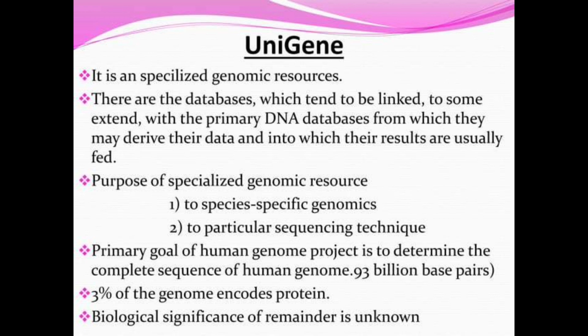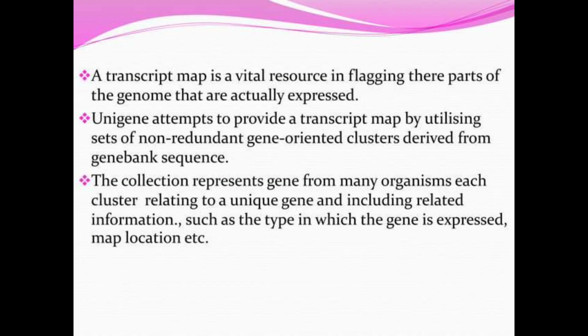The primary goal of the Human Genome Project is to determine the complete sequence of the human genome, that is 3.2 times 10 to the power 9 base pairs, and 3% of the genome encodes protein. Already we discussed this in our previous video. Biological functions of some proteins and genes, where we don't know the function, need to be explored.